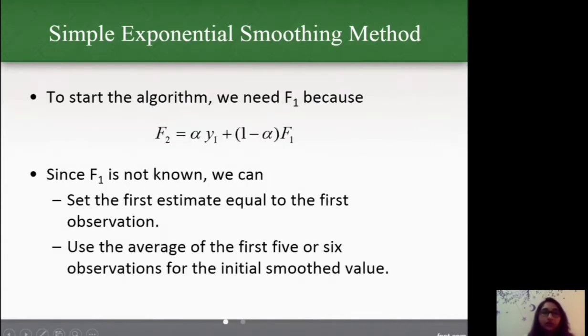To start the algorithm, we first need F1 because F2 = alpha × Y(t) + (1 − alpha) × F(t). Since F1 is not known, we can set the first estimate equal to the first observation, or use the average of the first 5 or 6 observations for the initial smoothed value.